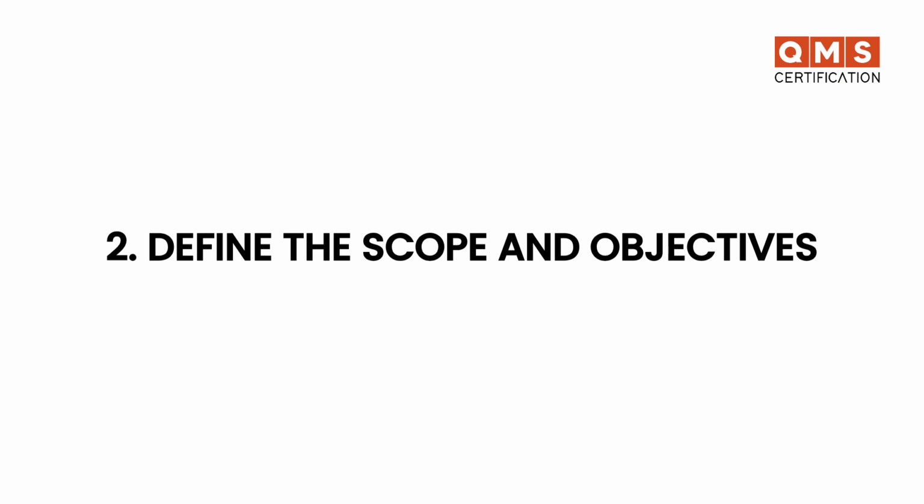2. Define the scope and objectives. What exactly needs to change? Which areas will be affected? Who will be involved? Be careful. Don't expand the scope halfway through. Avoid the temptation to say, since we're changing this, let's change that too. This misdirection of focus can mean that the change is never completed.